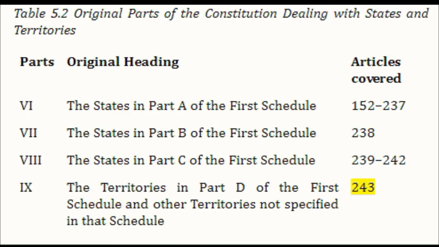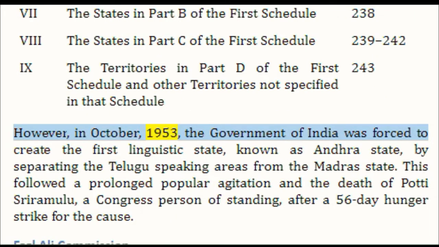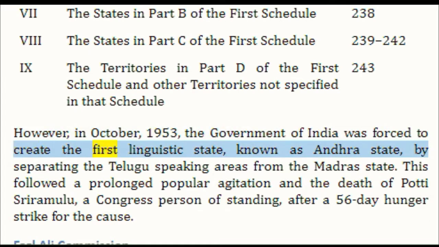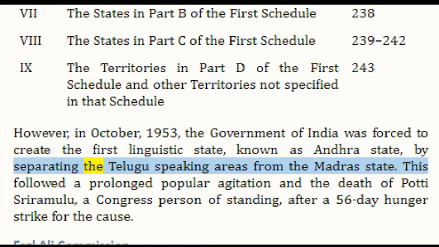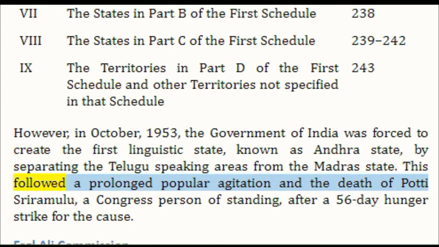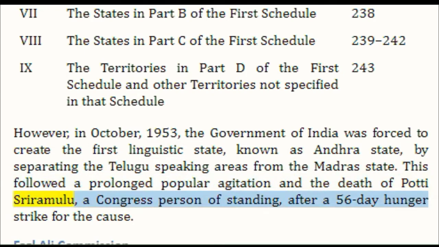However, in October 1953, the Government of India was forced to create the first linguistic state, known as Andhra State, by separating the Telugu-speaking areas from the Madras state. This followed a prolonged popular agitation and the death of Potti Sriramulu, a Congress person of standing, after a 56-day hunger strike for the cause.